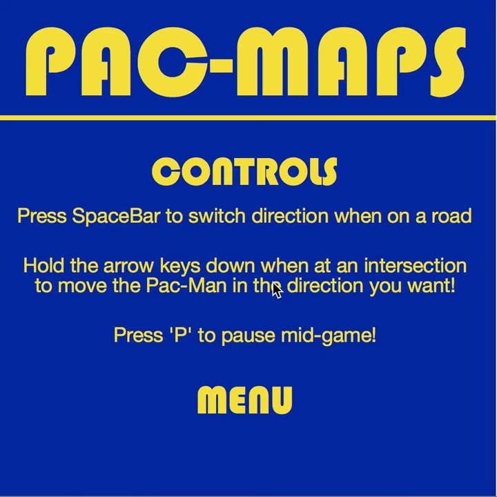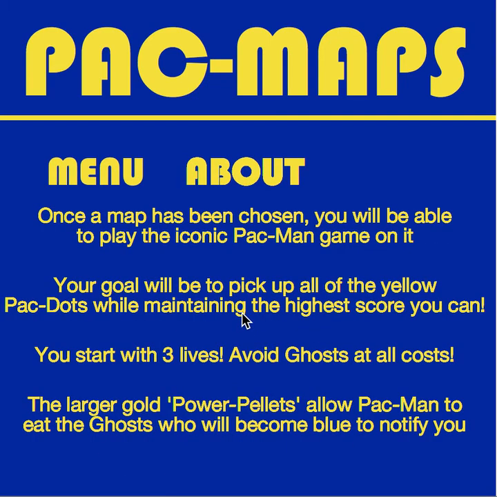Now, starting with the controls, they are a bit different from regular Pac-Man controls. Instead of using the arrow keys to switch directions when on a road, we'd be pressing spacebar. This is because we'll come across curved roads and diagonals, and knowing which arrow keys to use can be pretty difficult and confusing. So to avoid this issue, we'll just press spacebar to switch direction. Now, if we do come across an intersection, we'll have to use the arrow keys to move in the direction we'd like.